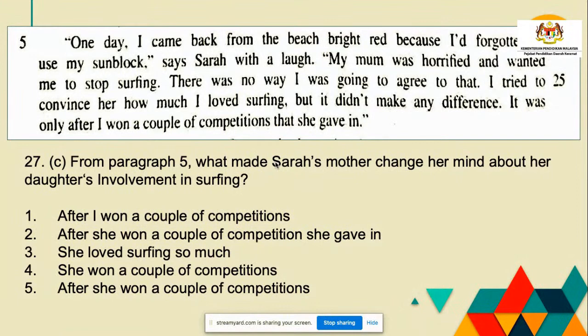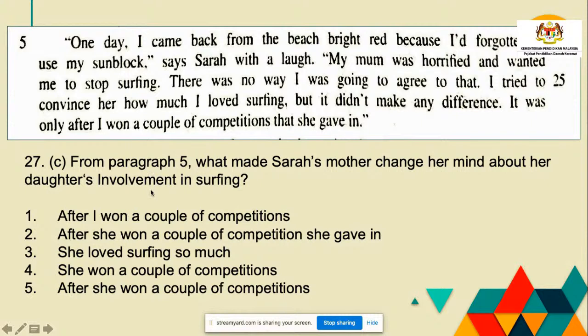So, keyword dia dekat sini, dia kata, what made Sarah's mother? Dia kata, apakah yang membuat mak Sarah change her mind, menukar fikiran? Yang tukar fikiran ni siapa? Sarah ke mak dia? Sarah ke mak dia saya tanya? What made Sarah's mother change her mind? Mak Sarah yang menukar fikiran, bukan Sarah. What made Sarah's mother change her mind about her daughter's involvement in surfing? Apakah yang membuatkan mak Sarah ni berubah fikiran tentang penglibatan anak dia dengan surfing?